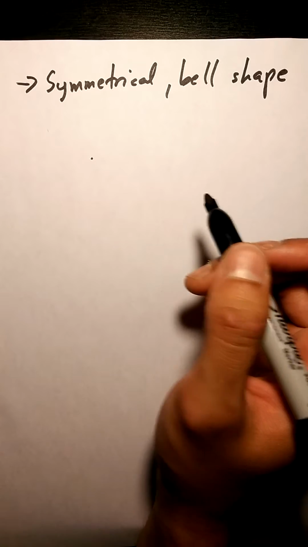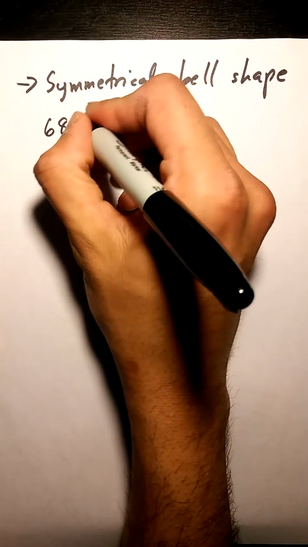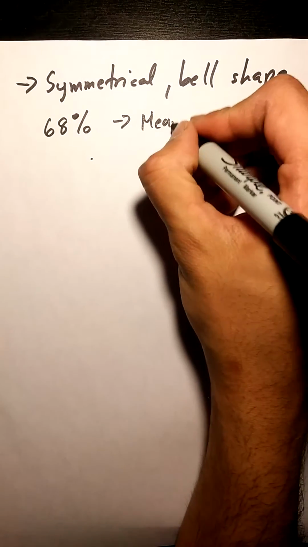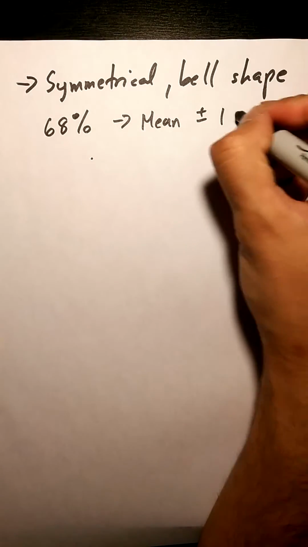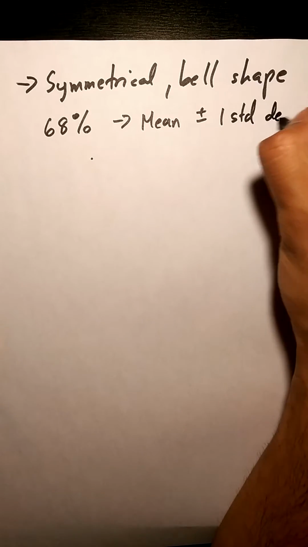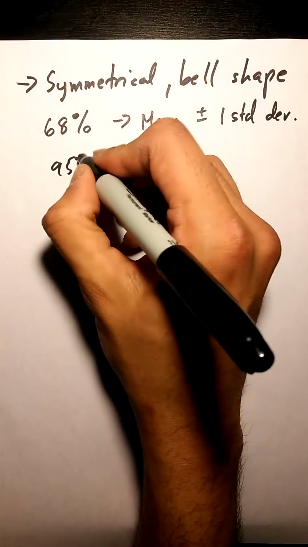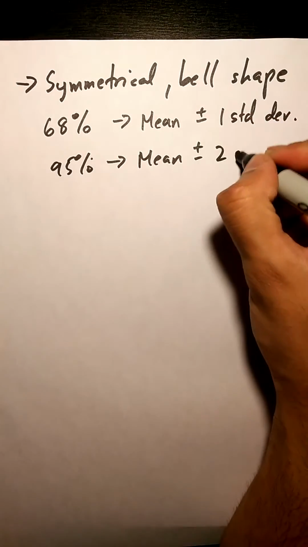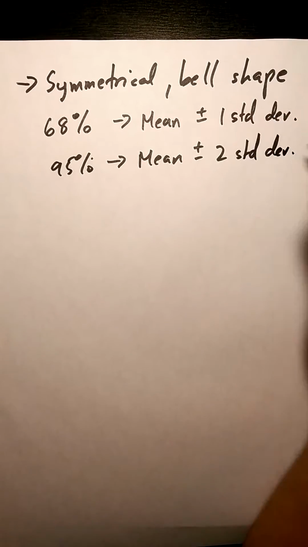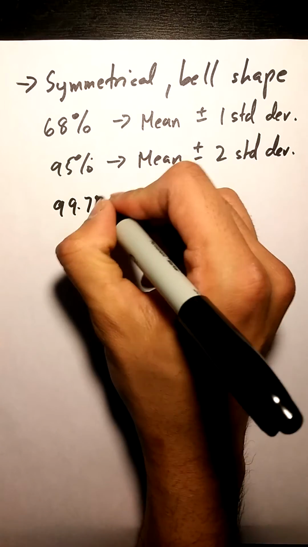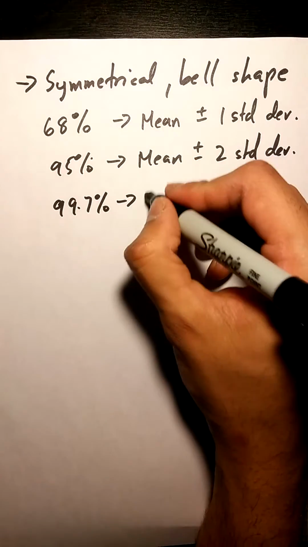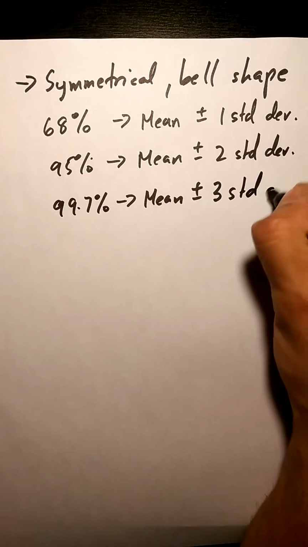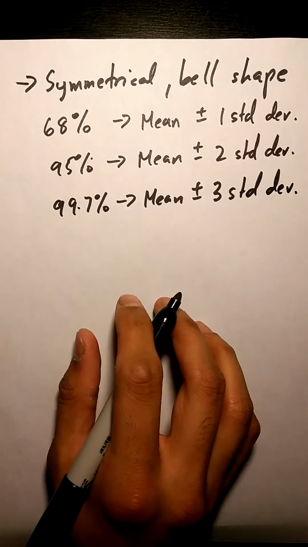Okay, so important things to remember in the empirical rule: if they give you 68%, that corresponds to your mean plus or minus 1 standard deviation. So 95% corresponds to your mean plus or minus 2 standard deviations. If it's 99.7% or almost all values, it corresponds to your mean plus or minus 3 standard deviations.